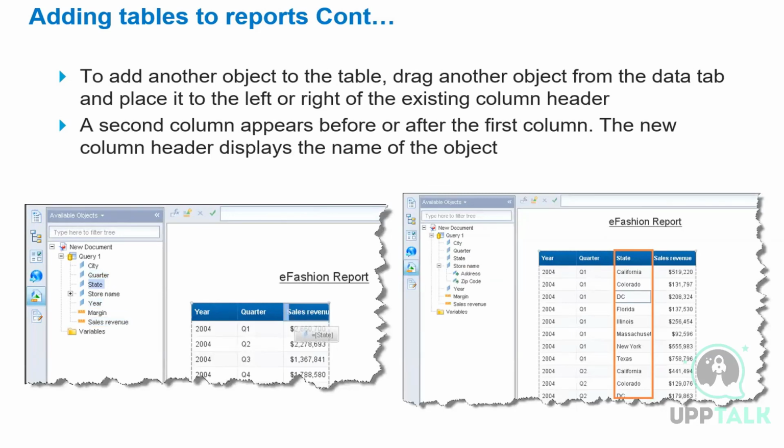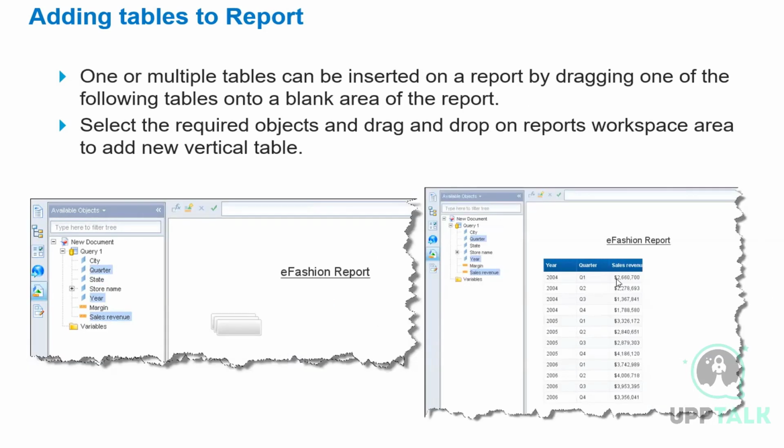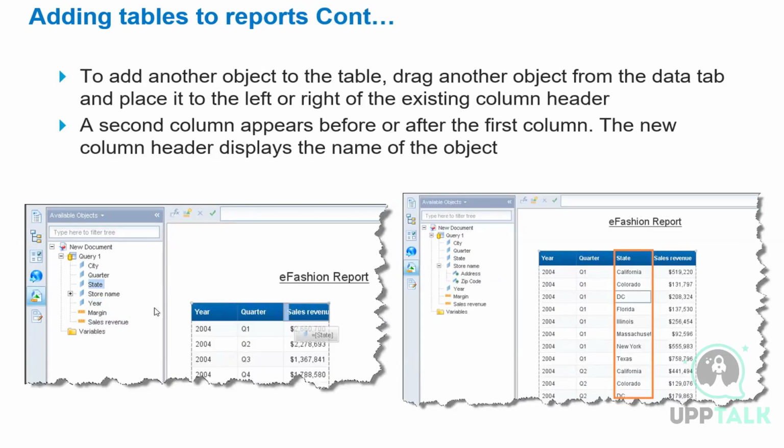To add another object, once we create these 3, year, quarter, sales revenue, we have selected and kept in the report and a table got formed. So if you want to add any other, like state, we can just drag it here and drop. When we can see this blue symbol, we have to drop, then we can see that state is getting included in the report.